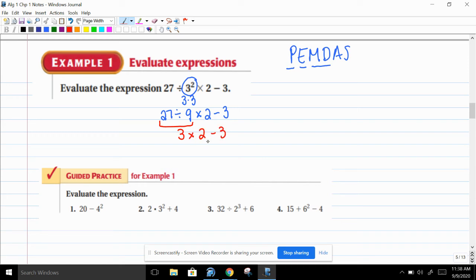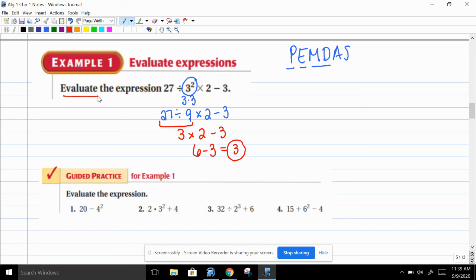Now I have multiplication and subtraction. Multiplication comes before subtraction. 3 times 2 is 6. 6 minus 3 gives me a 3. Again, getting back up here, evaluate means to find a number. I found a number.